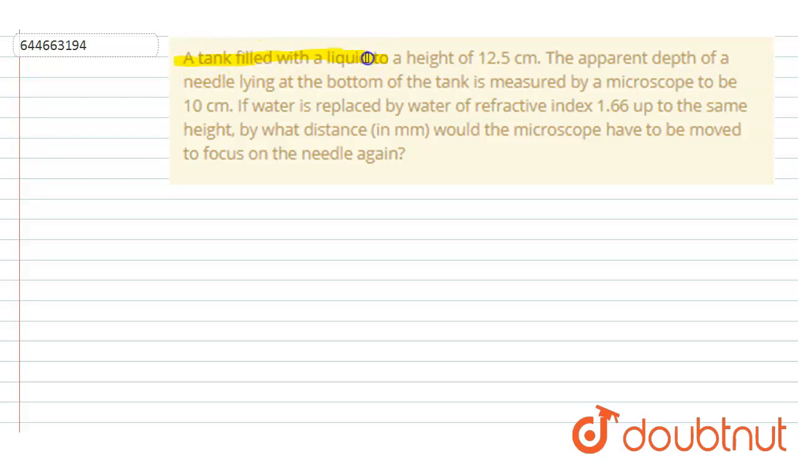Hello everyone. A tank filled with a liquid of height 12.5 cm. The apparent depth of the needle lying at the bottom of the tank is measured by a microscope to be 10 cm. If the water is replaced by a liquid of refractive index 1.66 up to the same height, by what distance in mm would the microscope be moved to focus on the needle again?